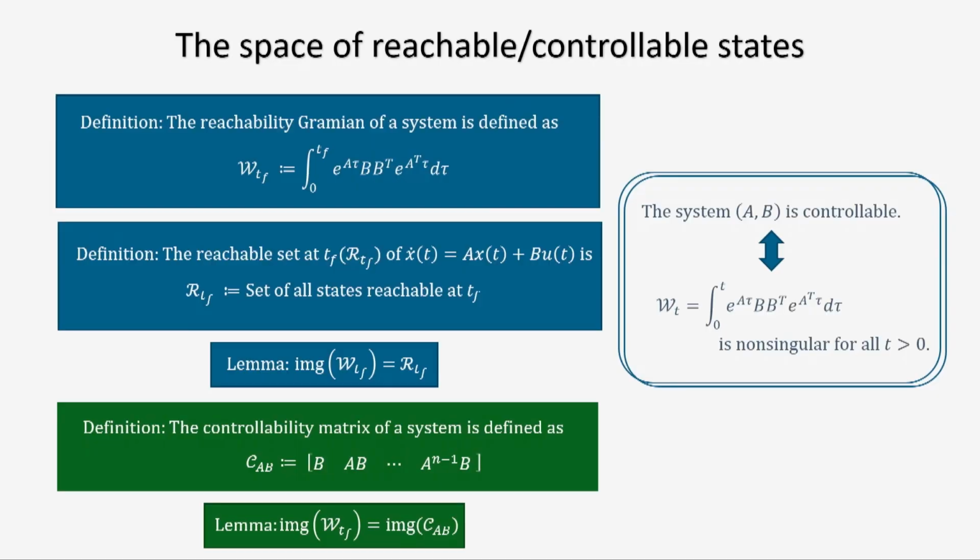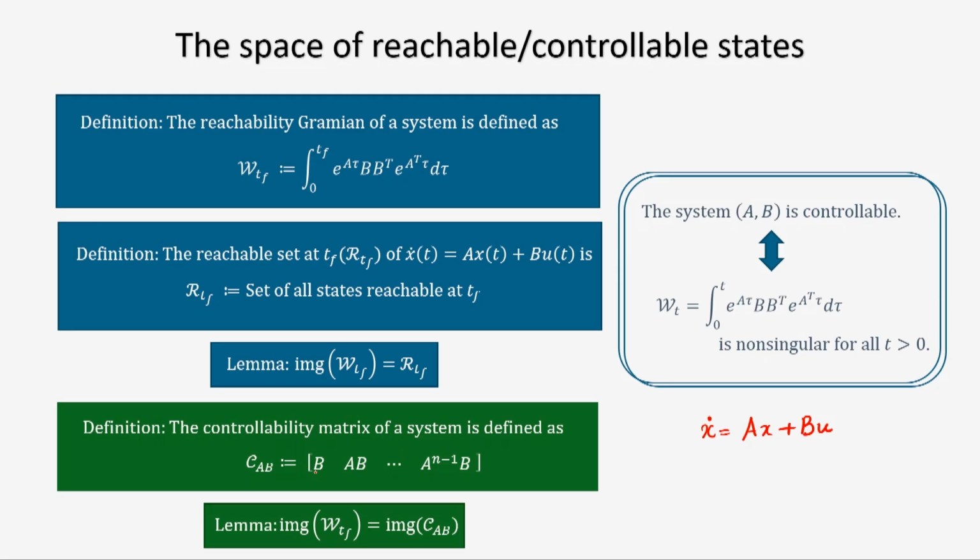The controllability matrix of a system is defined as this matrix: B, AB, A square B, dot dot dot, A to the power of n minus 1 B. Remember, our system is x dot equal to Ax plus Bu, right. So, using A and B, I can create this matrix.